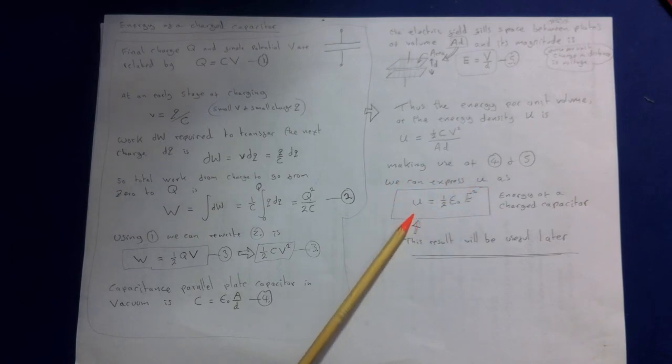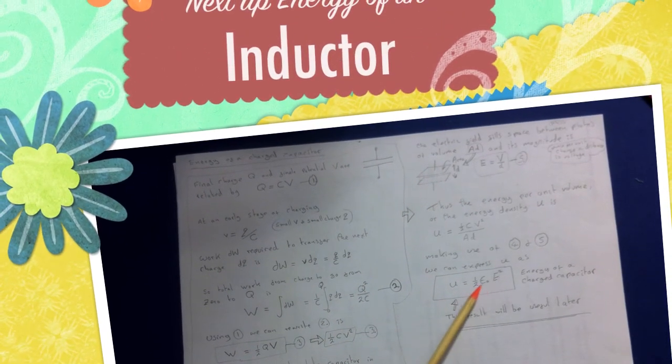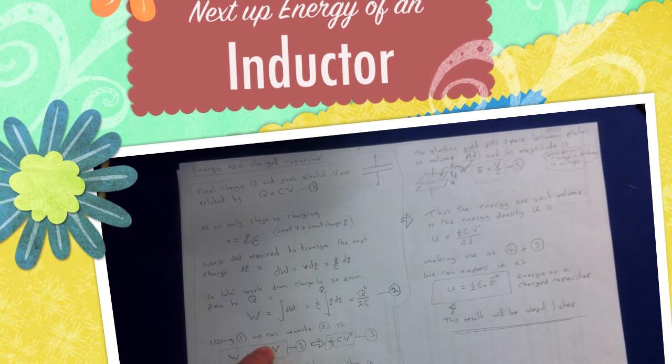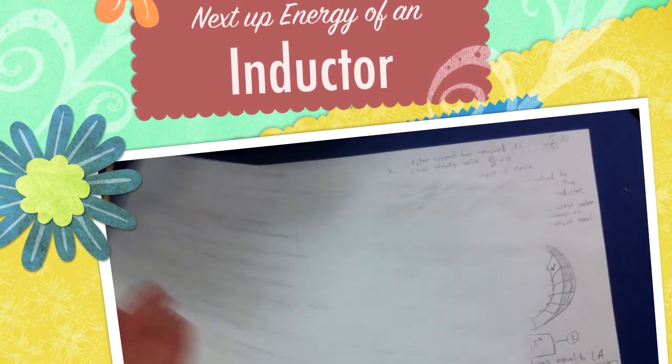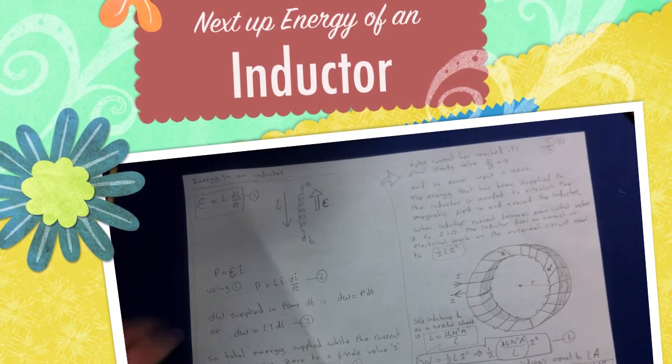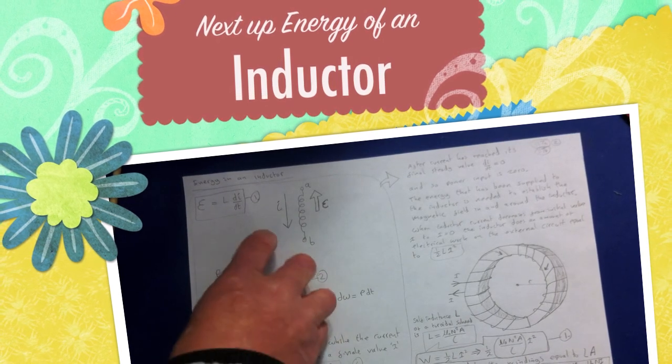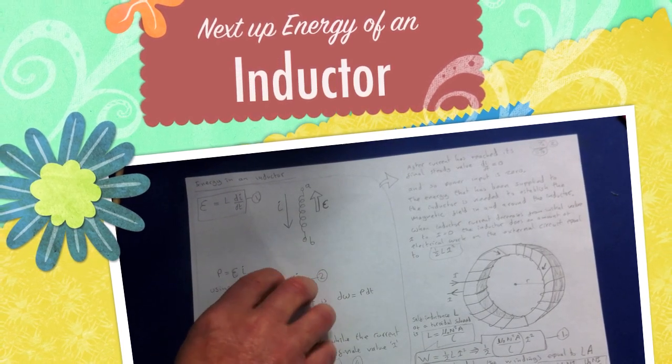What that says is the energy density per unit volume between the plates of a capacitor is equal to this equation. We're now going to do the same for the inductor. The reason we're doing this will become clear once we start talking about the energy in electromagnetic waves.